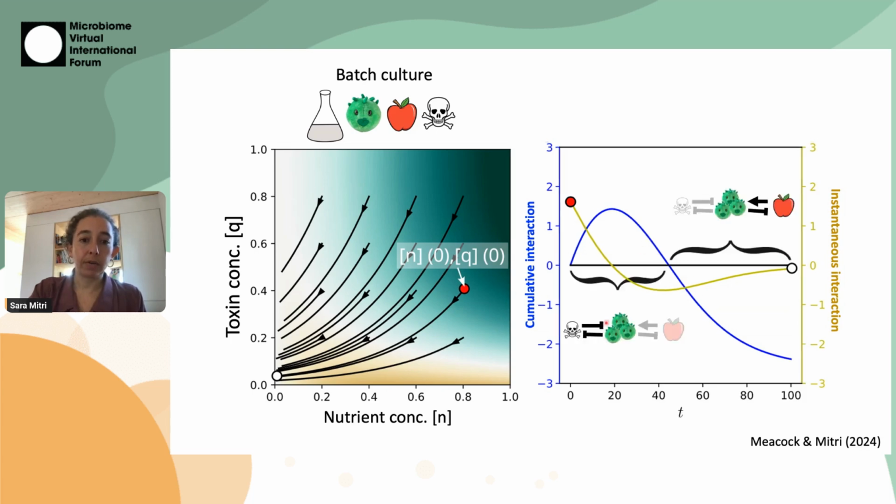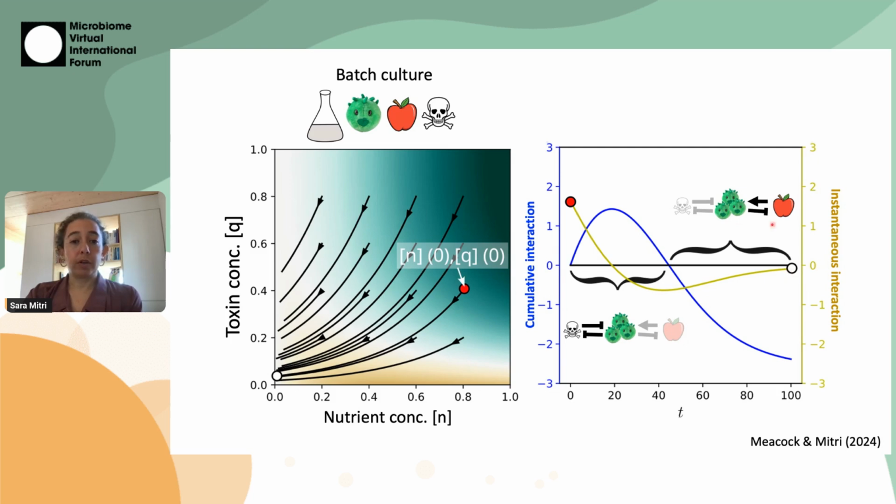So at the beginning, the environment is dominated by this detoxification part, meaning that the interaction is mostly positive, because the more the species removes the toxin, the more it can grow. And then in the later part of the batch culture, there's competition for nutrients, because the toxin is all gone, and so the only thing that's left are the nutrients that the species are competing for.